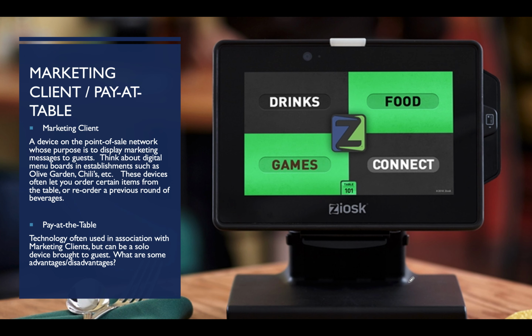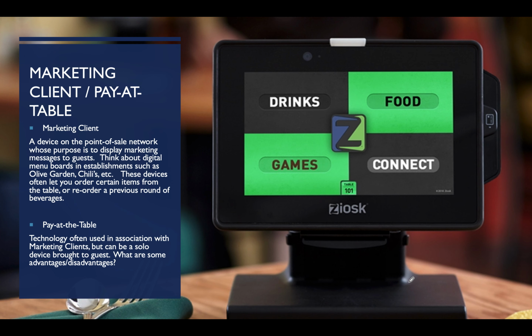So think about if you've ever been to Olive Garden. I'll just use Chili's again. Olive Garden, Chili's, I don't know where else has these. We're looking at the little Ziosk thing. These devices let you order food, drinks, as it shows here, play games. I think some of them can even watch TV or shows these days. Absolutely crazy. They sit on the table with you for your entire dining experience. You can also pay at them usually.